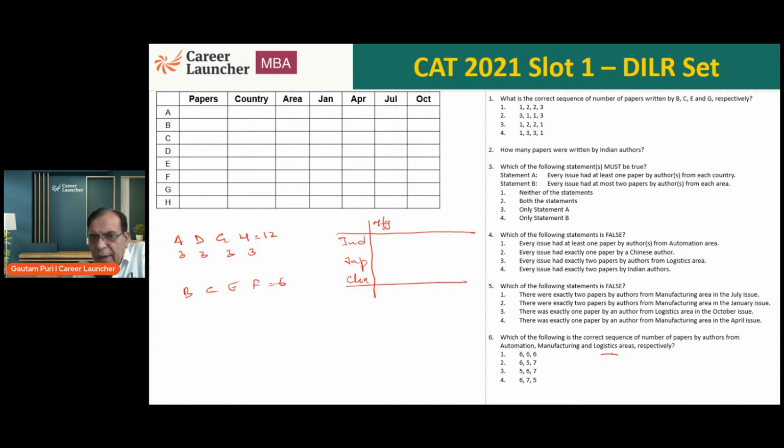Let me write down the way it is given out here. Copy question number 6: manufacturing, automation, manufacturing, and logistics. So automation, manufacturing, and logistics.